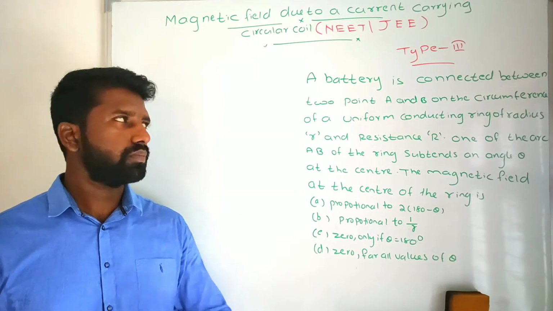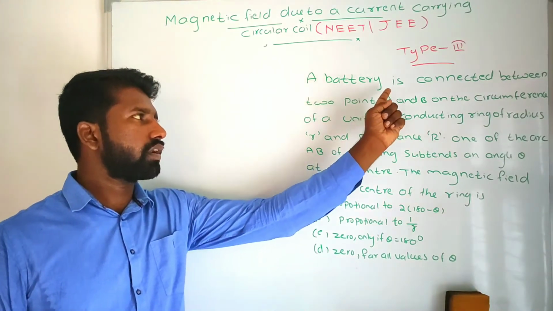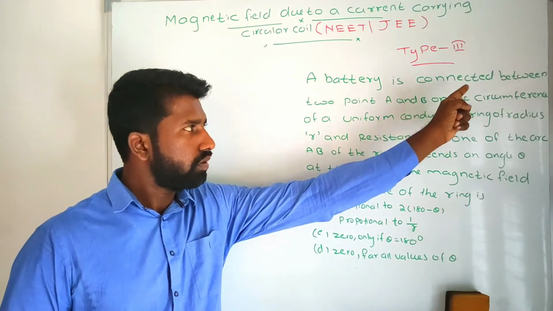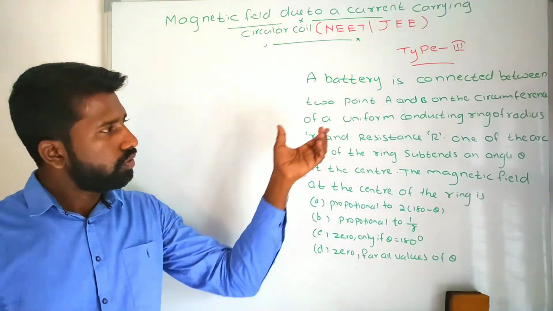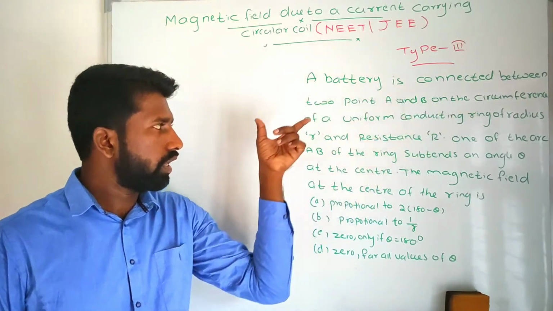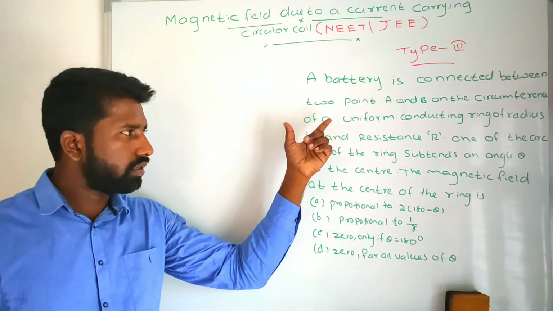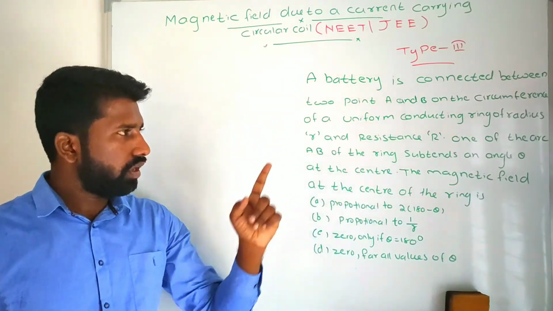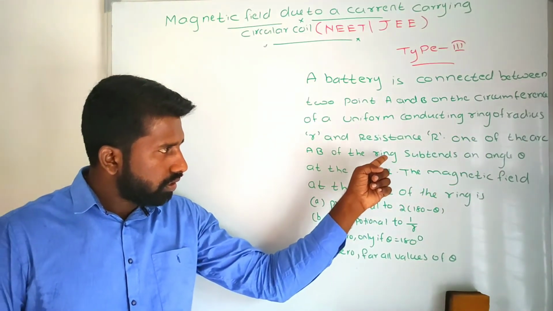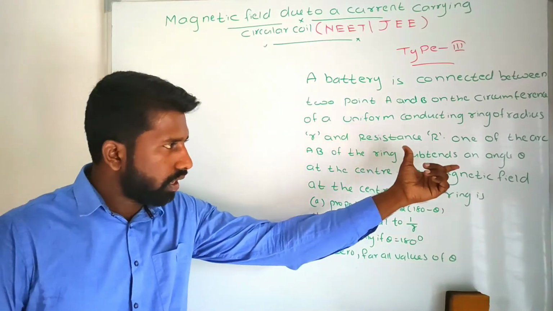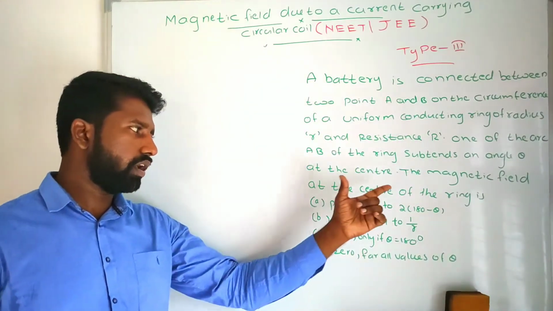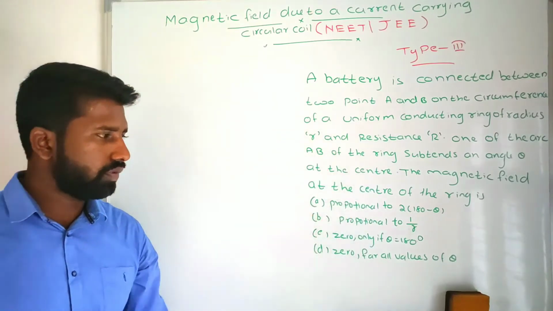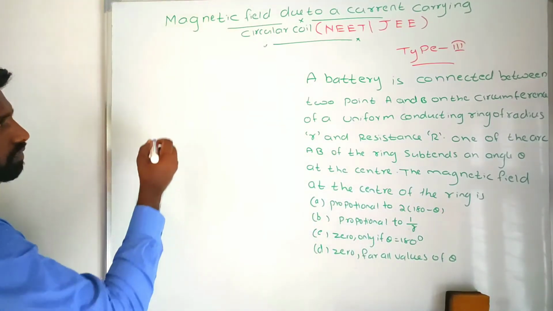Type 3 problem. A battery is connected between 2 points A and B on the circumference of a uniform conducting ring of radius r and the resistance is capital R. One arc of AB of the ring subtends an angle theta at the center. The magnetic field at the center of the ring is. 4 options are given. So what is the meaning of the problem?